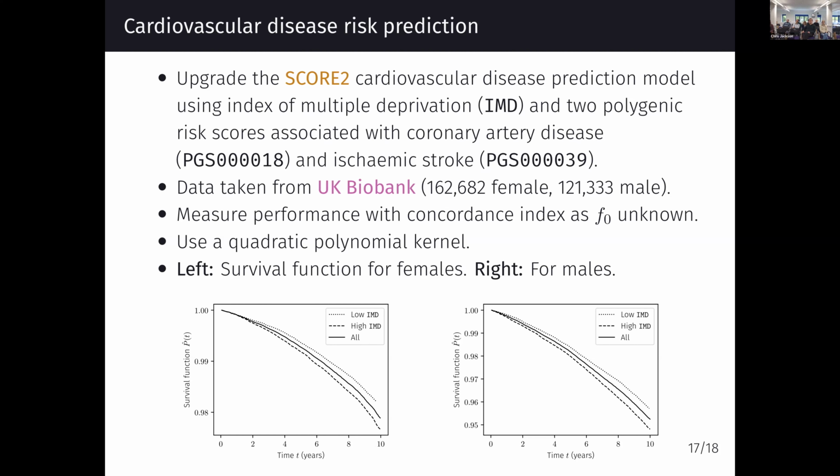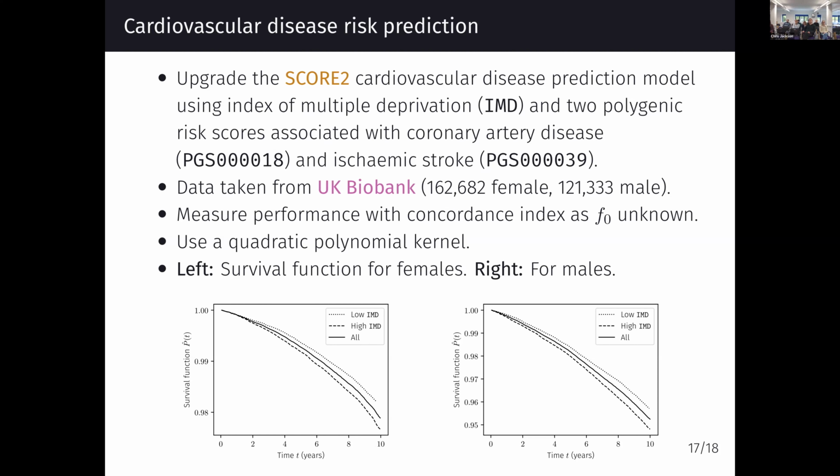We use the concordance index instead. This basically tells you out of how many pairs of people you correctly predicted who was going to get the event first. So this is sort of an ordering. It's a little bit like a permutation test statistic. We're going to use a quadratic polynomial kernel here. This is not quite as flexible as something like a Sobolev kernel, but it does allow for a bit more flexibility than just using a linear kernel.